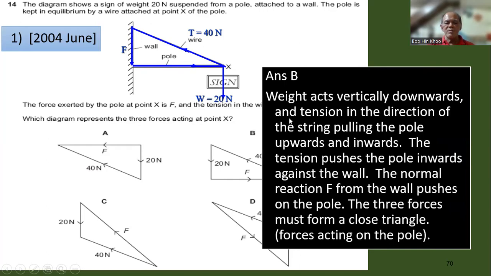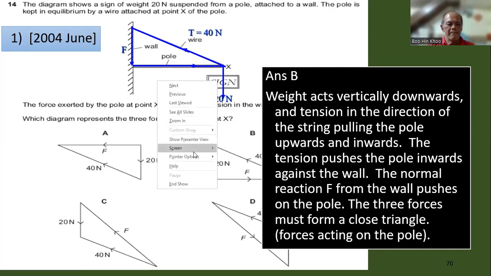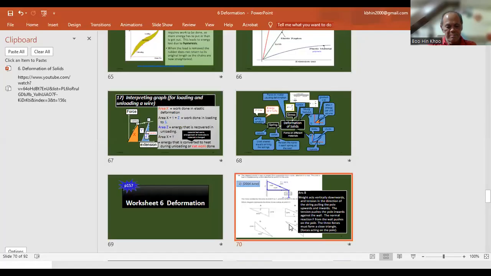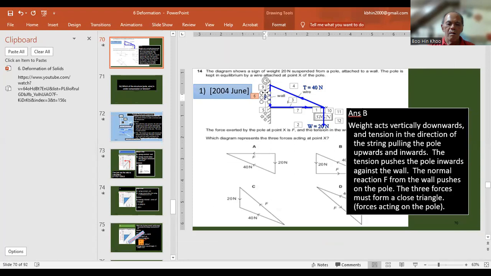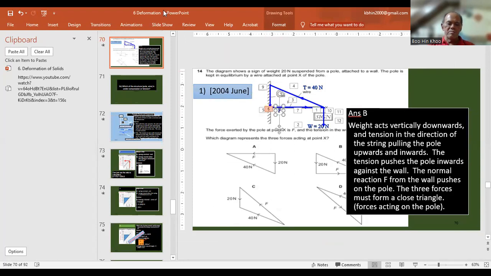Weight acts vertically downwards. Tension is in the direction of the string, pulling the pole upwards and inwards. The tension pushes the pole inwards against the wall. So it's pulling the pole inwards. F is a normal reaction, so it should be perpendicular to the wall. That's the normal reaction F.